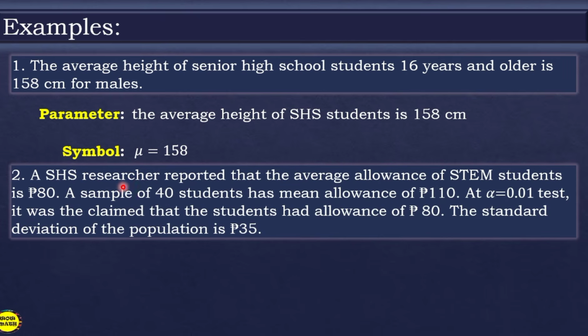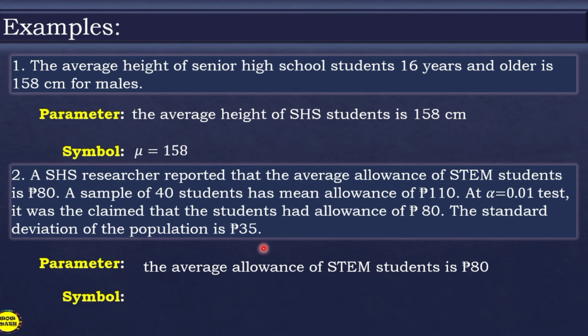A senior high school researcher reported that the average allowance of STEM students is 80 pesos. A sample of 40 students has mean allowance of 110 pesos at level of significance 0.01 tests. It was the claim that the students had allowance of 80 pesos. The standard deviation of the population is 35 pesos. So ano yung parameter natin dito?